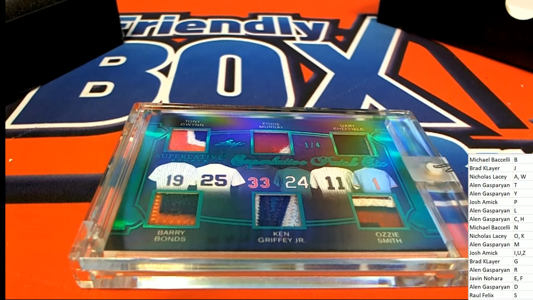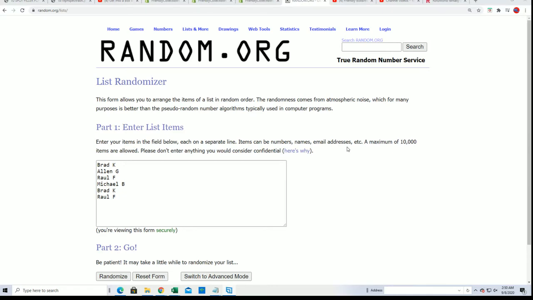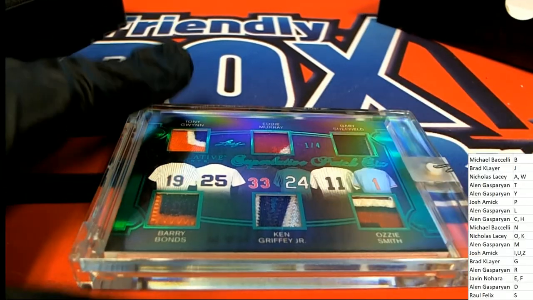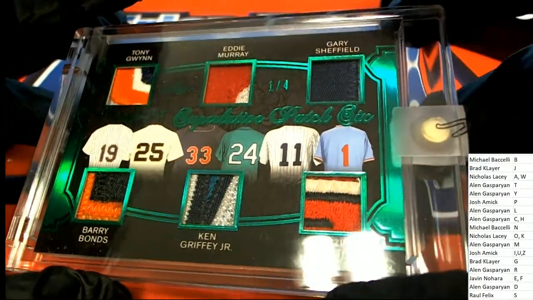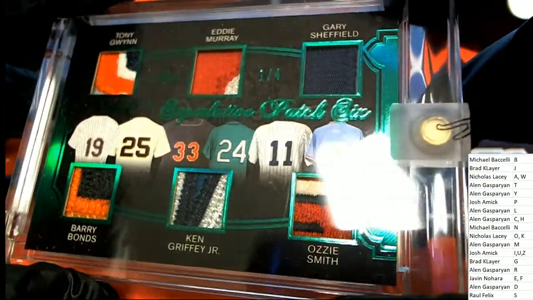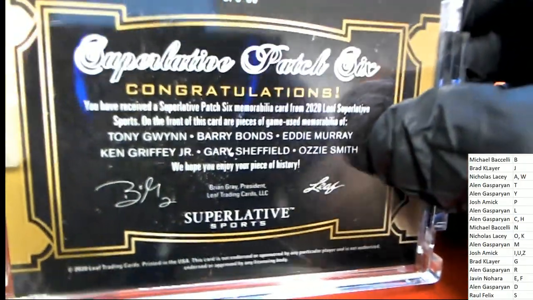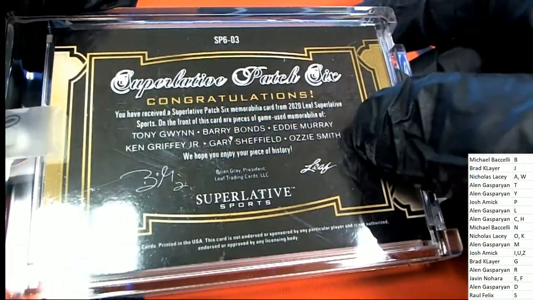Good luck, gentlemen. Let's do a little bit of randoming. There is nothing on the back, but we can always look at the back of the card. If I didn't show it, there's beautiful patches, and it is a superlative patch six. And you can see the names again right here, and it's a big congratulations to whoever gets this thing. Good luck.